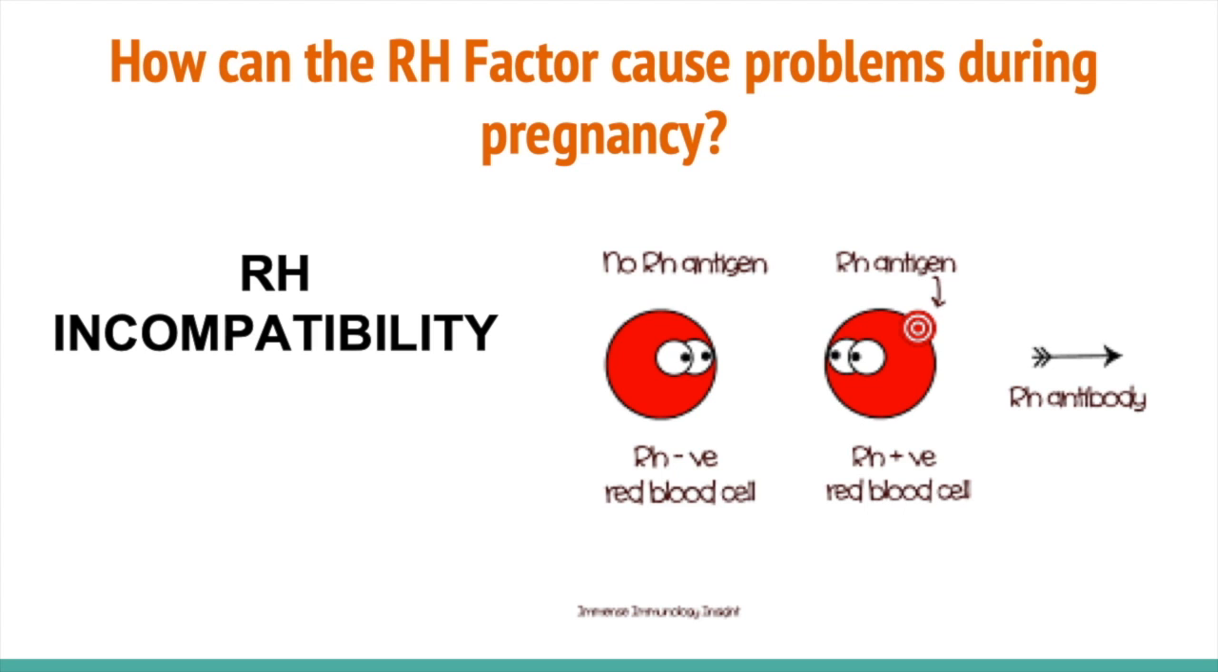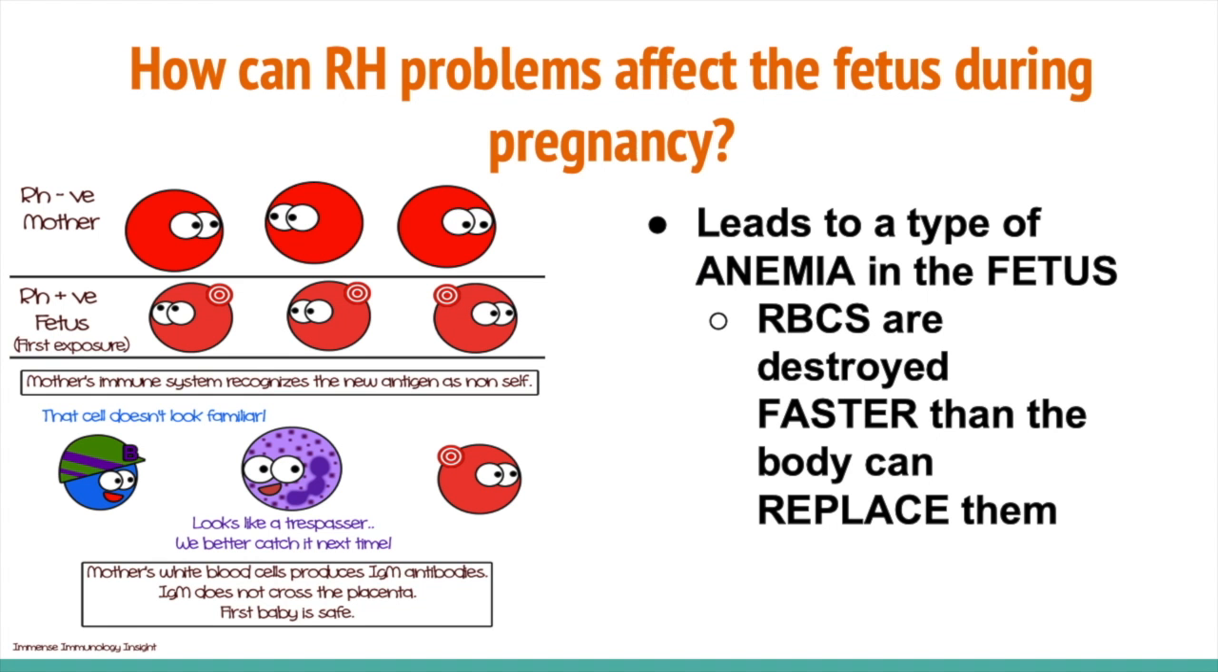How can Rh problems affect the fetus during pregnancy? So, red blood cells carry oxygen to all parts of the body. Without enough red blood cells, the fetus will not get enough oxygen. In some cases, the fetus can die from anemia. The reason is that the red blood cells are destroyed faster than the body can even replace them, so there's a lack of oxygen.